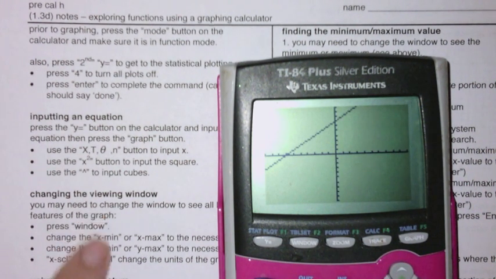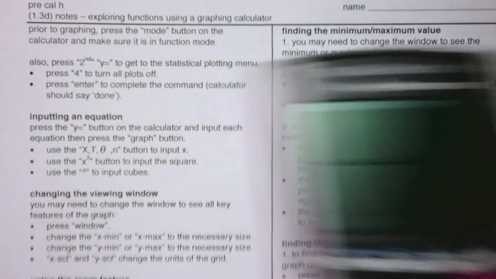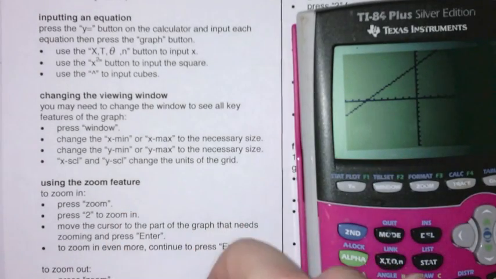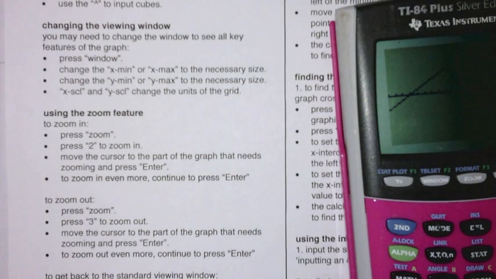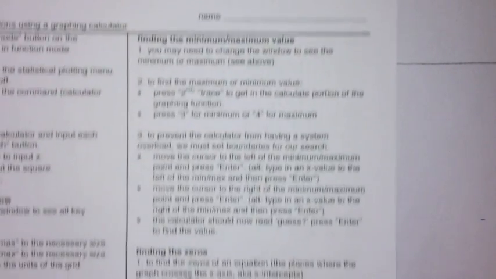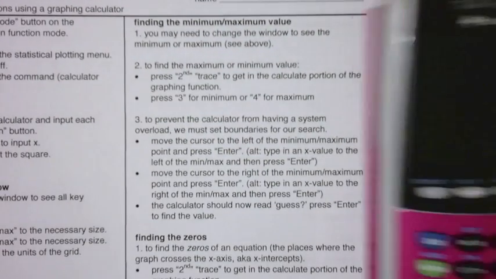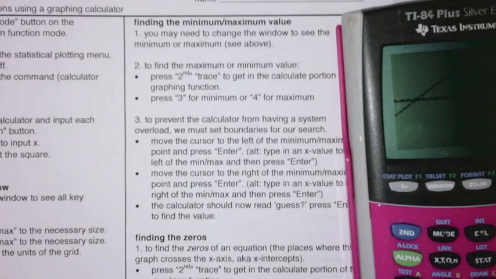So this is what we just talked about with changing the viewing window. This is how you zoom in and zoom out. So we already showed you how to do that. You just hit the zoom button, go figure, to zoom in and zoom out. You hit zoom and then pick the one that you want. And then to get back to the standard viewing window, press zoom 6, right? Zoom standard.